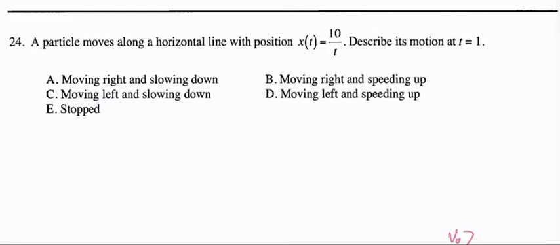Along a horizontal line, its position being 10 over t. Describe its motion at t equals 1. If we're talking about motion, it's important to understand how we can use calculus to describe the motion of a particle.